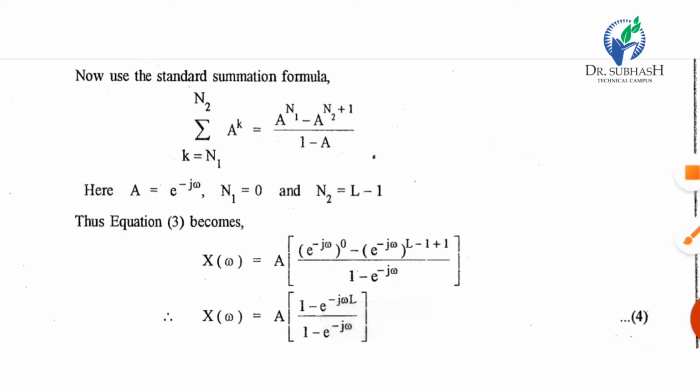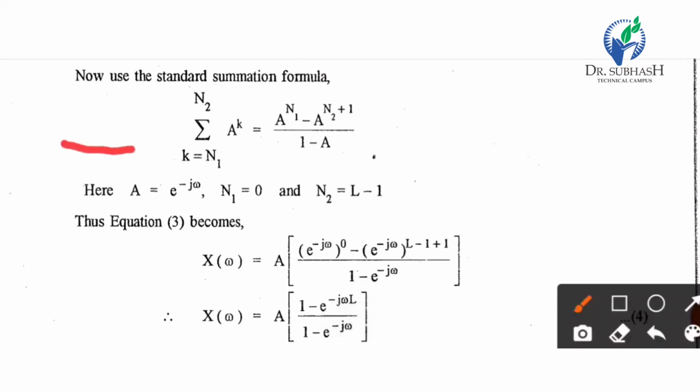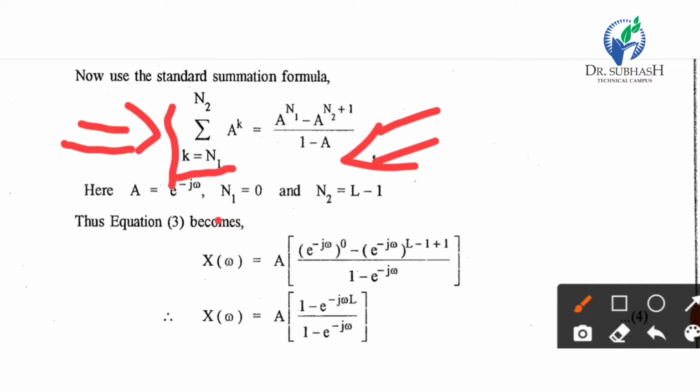Again we use a standard formula. We have to keep in mind which type of standard summation formula we are using, and we have also noted it down on the last page, so we can use it many times. The standard formula of maths we directly use in signals and systems. It is summation k equal to n1 up to n2 of a raised to k equals a raised to n1, the lower limit, minus a raised to n2 plus 1, the higher limit plus 1, divided by 1 minus a.